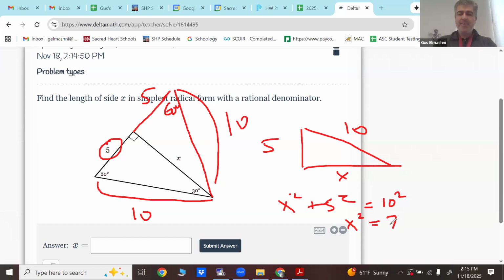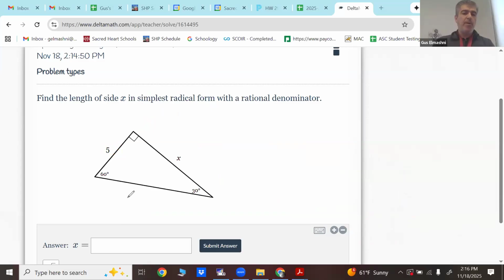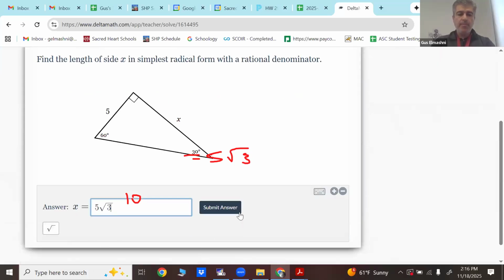Okay, good. So x squared is 75. x is root 75. That'll be 5 root 3, because 25 is a factor of 75. You could do all that work, but the problem is that you're going to drive yourself crazy if you keep doing that work all the time. That's why we have to embrace the ratios. The hypotenuse is double the short leg, and the longer leg is root 3 times the short leg. So when you solve for x, you get 5 root 3. There you go.